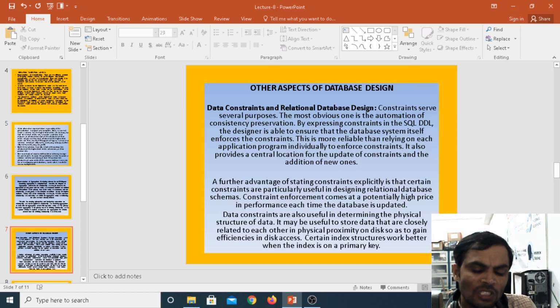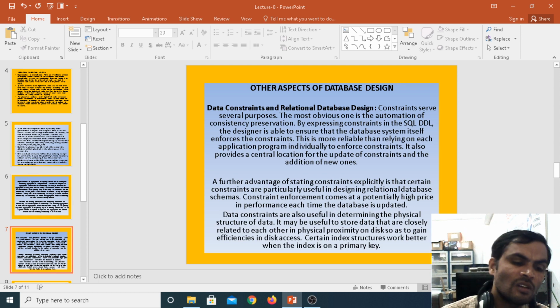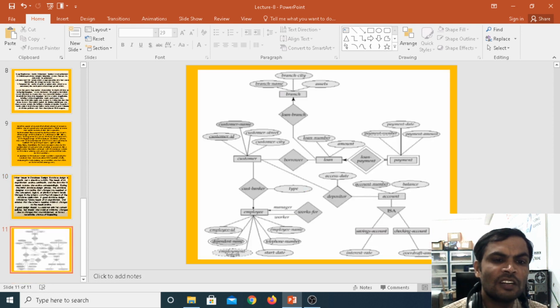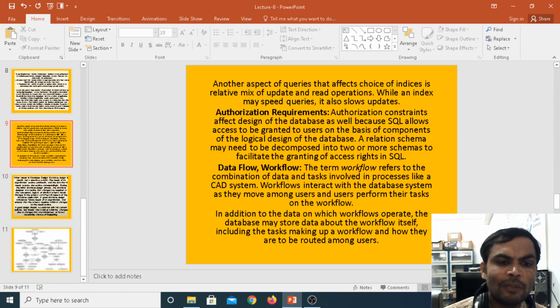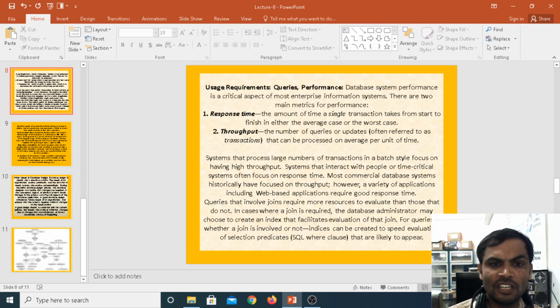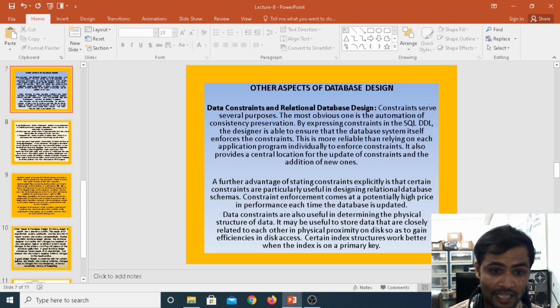Without using the data models, first they implemented the data flow diagrams. With the help of the data flow diagrams, they designed the database. Nowadays they are not using the data flow diagrams. These are other aspects of designing the database.